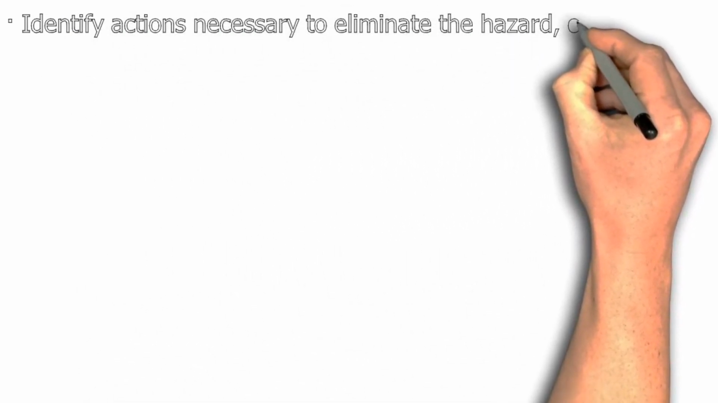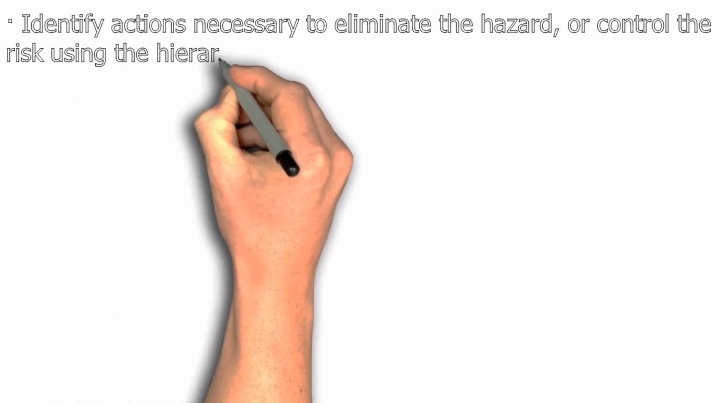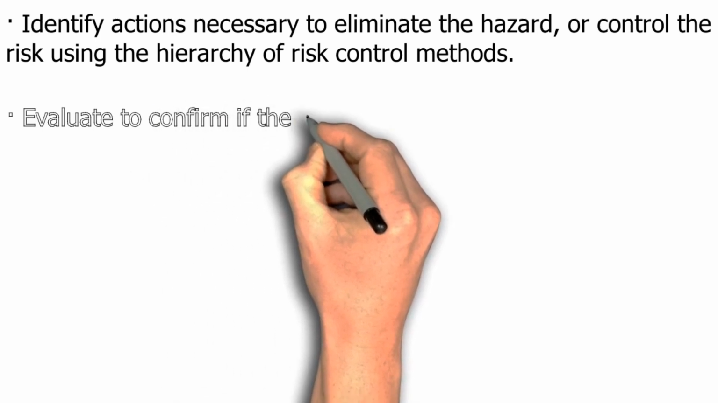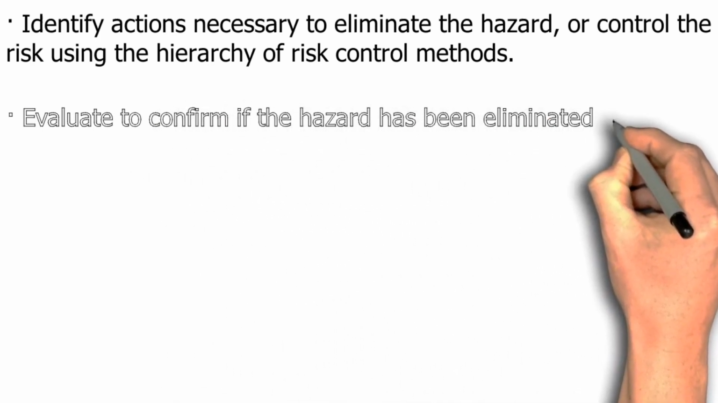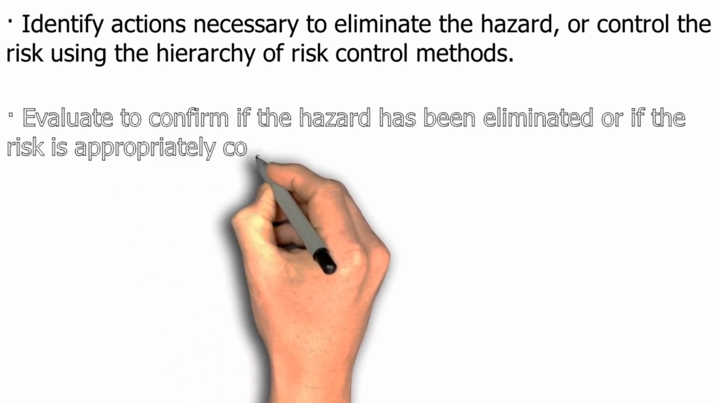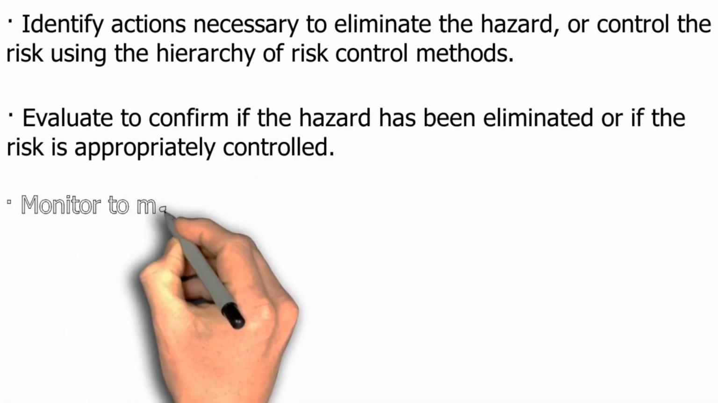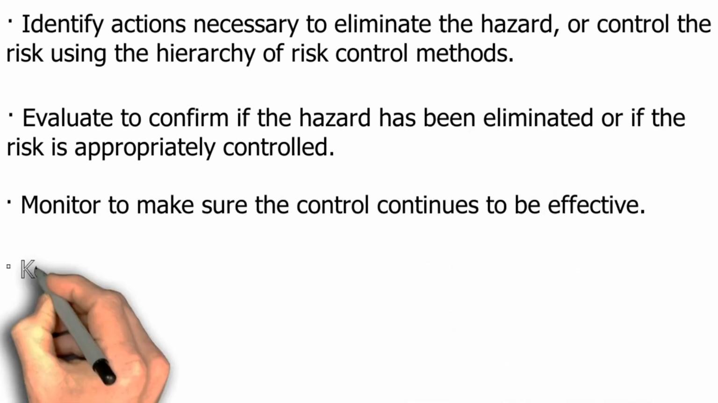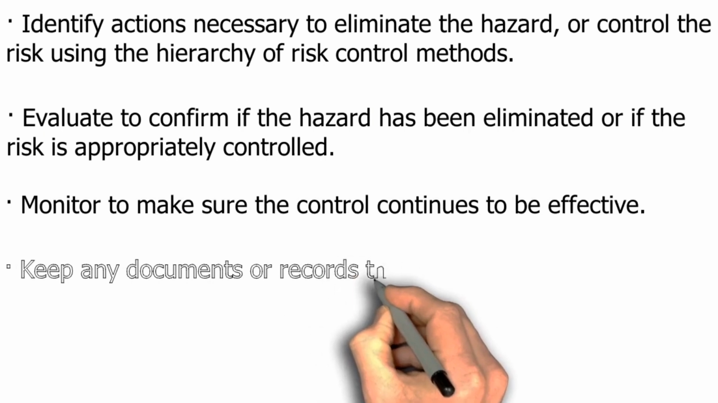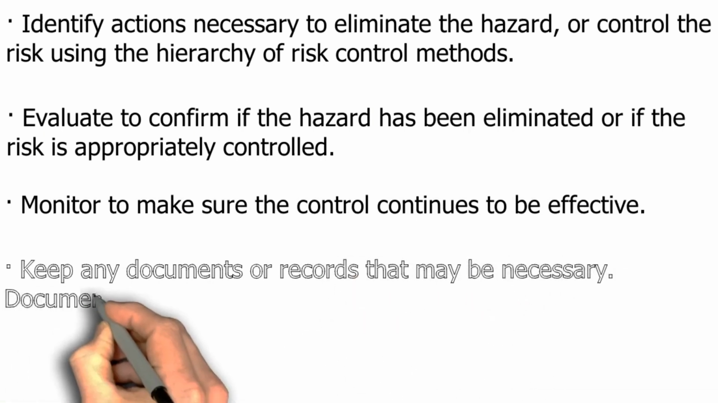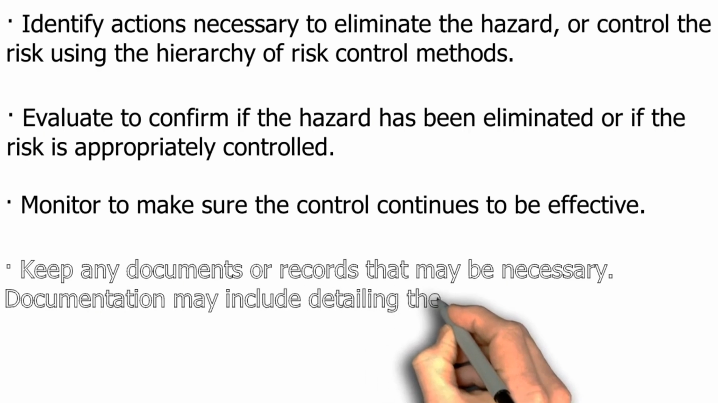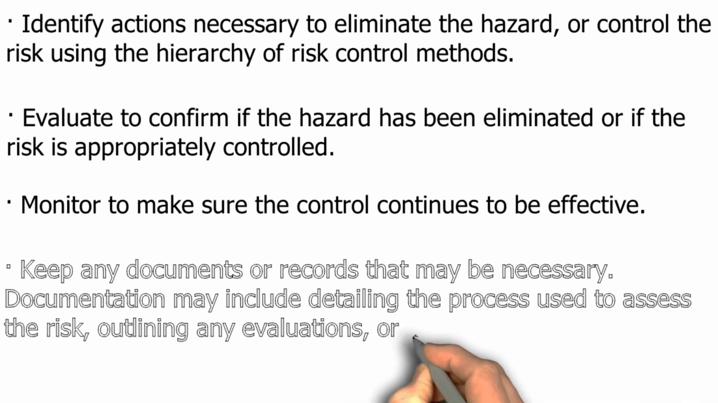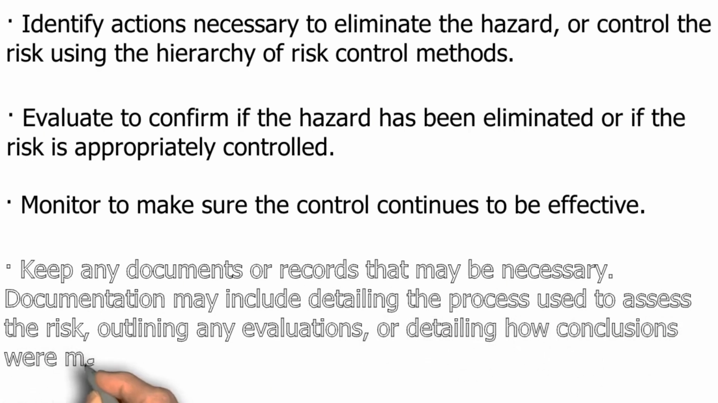Identify actions necessary to eliminate the hazard, or control the risk using the hierarchy of risk control methods. Evaluate to confirm if the hazard has been eliminated or if the risk is appropriately controlled. Monitor to make sure the control continues to be effective. Keep any documents or records that may be necessary. Documentation may include detailing the process used to assess the risk, outlining any evaluations, or detailing how conclusions were made.